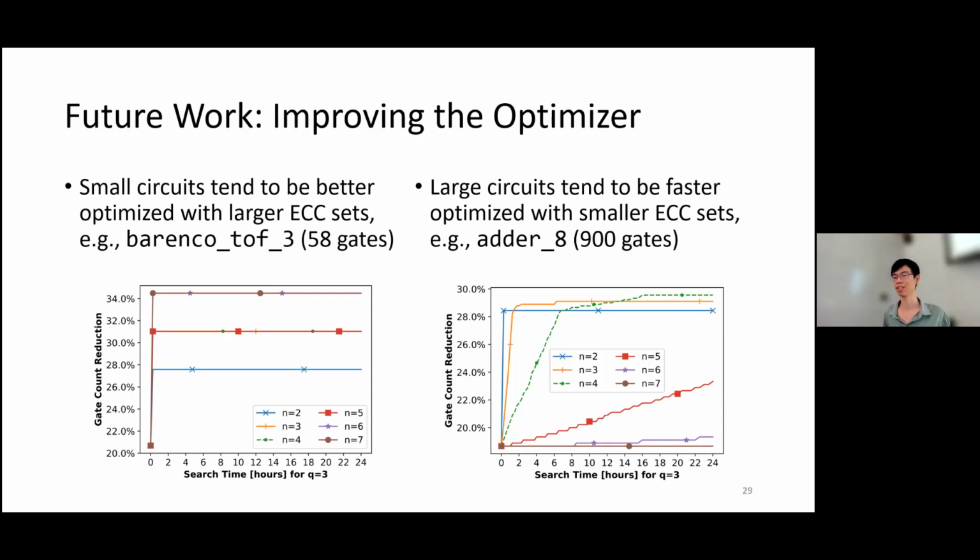So this hints to us that there's a lot of space to improve the optimizer. The simplest approach is to use a larger EC set for smaller circuits and a smaller EC set for larger circuits. But we believe there's still a lot more to do, for example, to improve the search algorithm also.